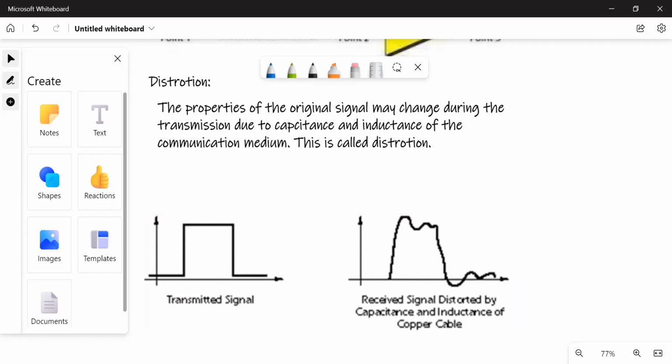Right. So we were discussing signal properties, and the last one we discussed was distortion. So distortion means when we are sending a signal, the shape will be changed due to various factors. For example, I told you in copper cables, when you send signals, the shape will be distorted like this.